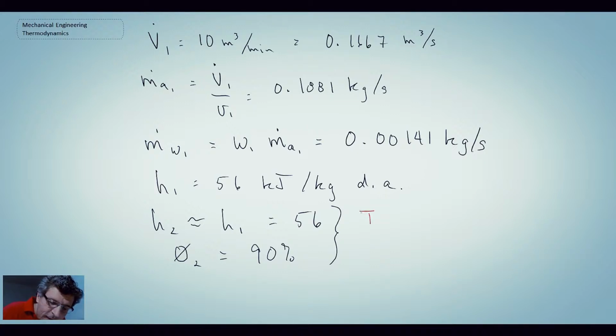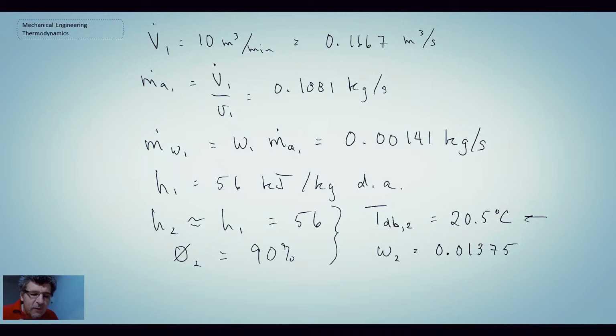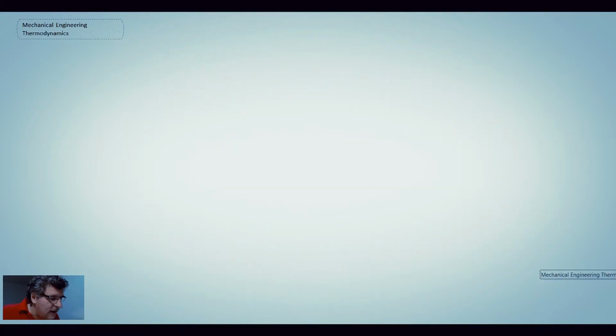I'm going to take those values now back to our problem. Temperature dry bulb at 2, which is actually the temperature coming out, is 20.5 degrees C. So you can see that is the cooling that we've achieved. We've gone from 36 degrees Celsius down to 20.5, which is really a considerable cooling. And the specific humidity is 0.01375. So if you can handle the increased relative humidity and it doesn't make it uncomfortable for you, the cooling is definitely going to make you happy in this climate that's at 36 degrees C.